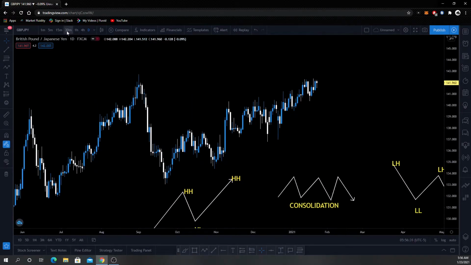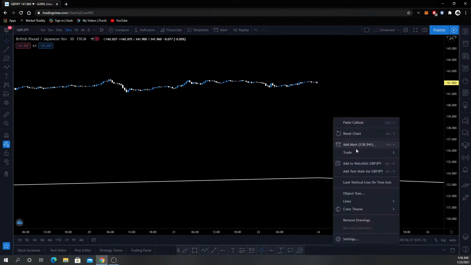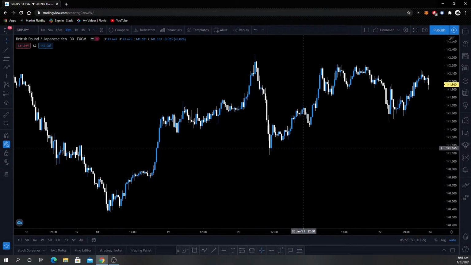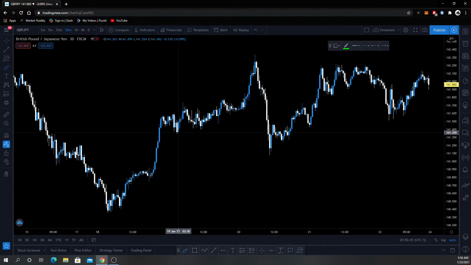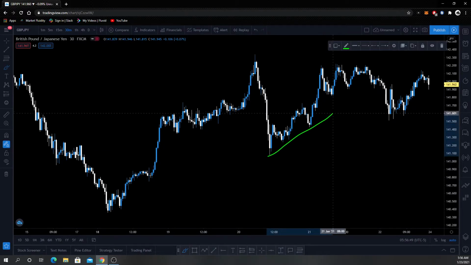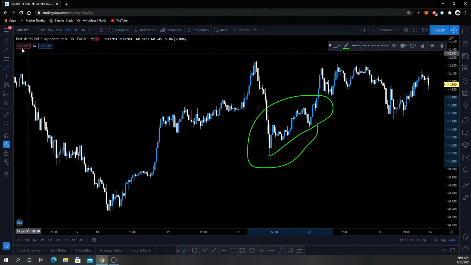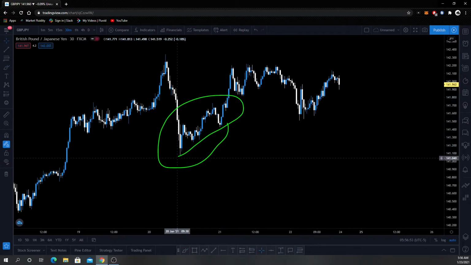So let's go to the 30-minute. Let's reset. Okay, 30-minute. Okay, beautiful. Let's look for an uptrend. This will be a good uptrend. Basically this is where the market is going up, creating a higher high, a higher low, a higher high, a higher low, and it's going through the same process again.